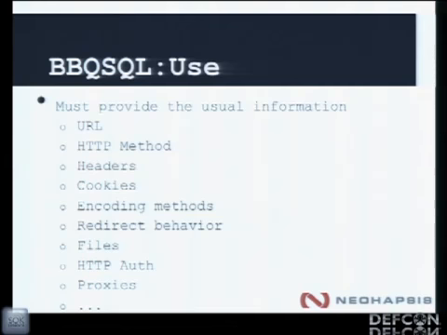So you can specify cookies, headers, encoding methods, what it should do if it encounters a redirect. If you want to do a multi-part file upload as a part of your attack, you can do that. HTTP authentication, basic or digest or whatnot. If you need to chain it through proxies, you can specify all of that.